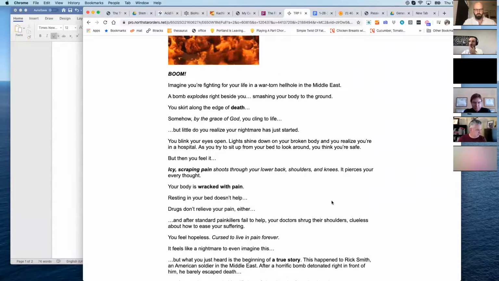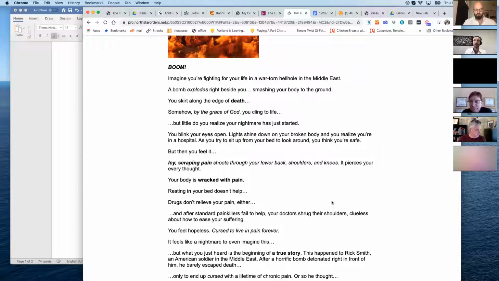So with this version here, if you just look at this, it captures your attention. But going back to people asking, what if it's a third-person story? Well, you can still say, hey, imagine you're experiencing this story. Imagine you're there. Even though it's somebody else's story, instead of saying, Rick was fighting for his life in a war-torn hellhole in the Middle East when a bomb exploded right beside him, smashing his body to the ground.